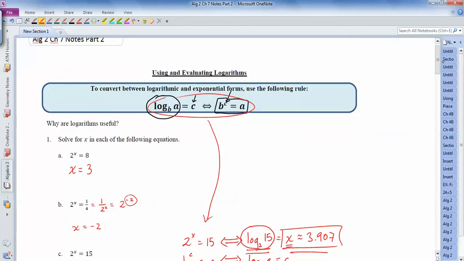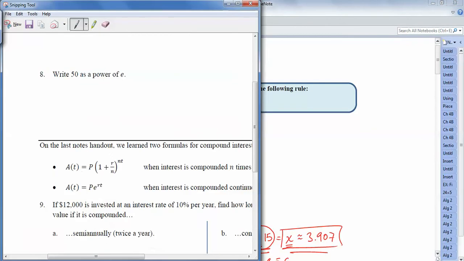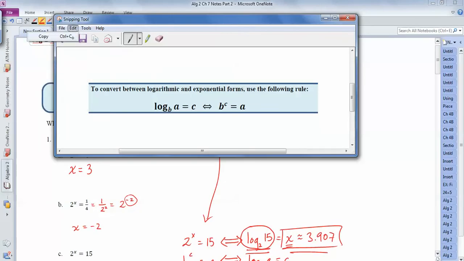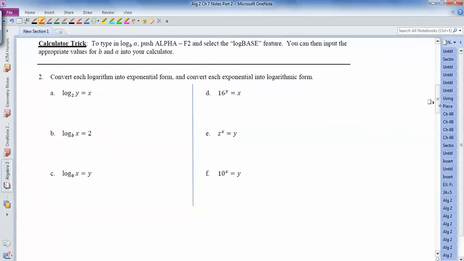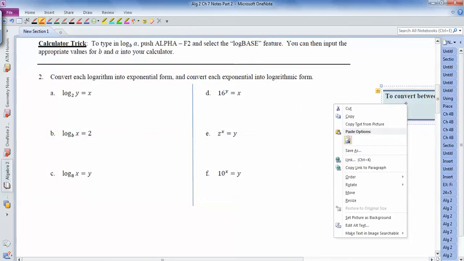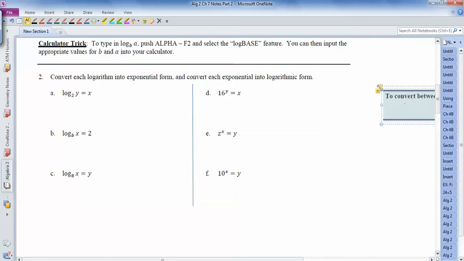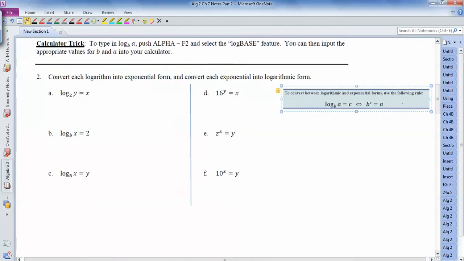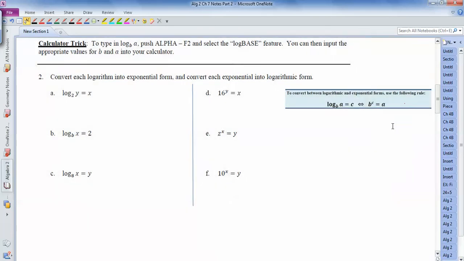So let me make sure I get the letters right. Actually, here, I'll just cut this and edit, copy, and we'll just paste it right down here so we can stare at it. Okay, so let me shrink it down a little bit. Okay, so there we go. This is the key rule that you're going to need over and over and over again in this unit. So in this one, all we're trying to do is convert logs into exponents and exponents into logs.